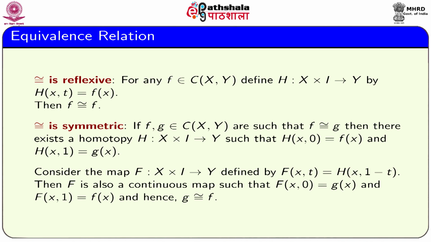such that if I put t equal to 0 in the expression of F, we get H(x,1), which is actually g(x). And if we put t equal to 1 in the expression of F(x,t), we get F(x,1) equal to H(x,0), which is actually f(x). So that establishes that g is homotopic to f.